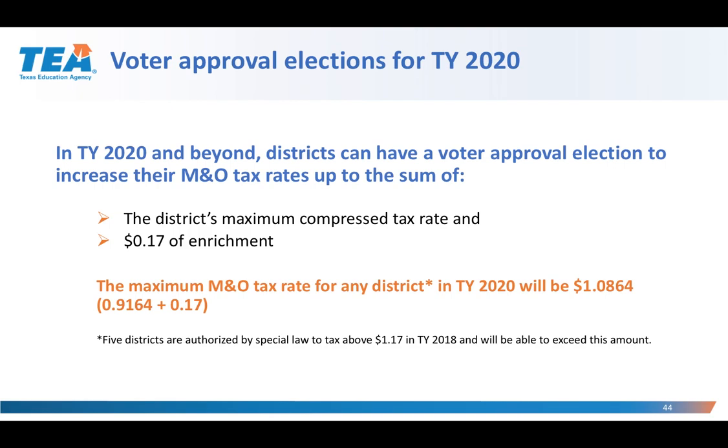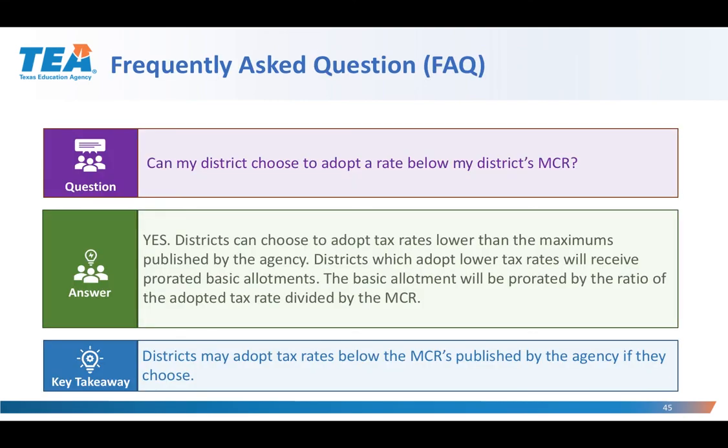In tax year 2020, the maximum tax rate for any district, except those certain districts authorized by special law to tax above that, will be $1.0864, which is going to be 17 pennies plus the 0.9164. If you have more Tier 1 tax rate compression, and you have a lower MCR than 0.9164, it's going to be lower than that because it will be your district's MCR plus 17 pennies.